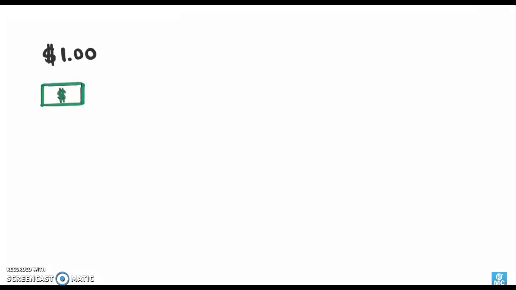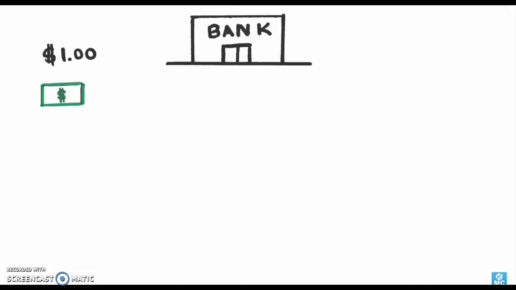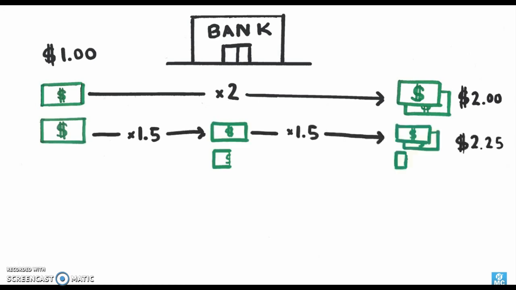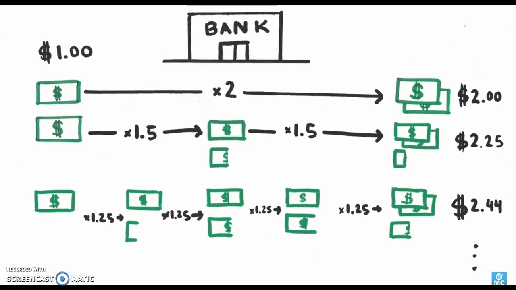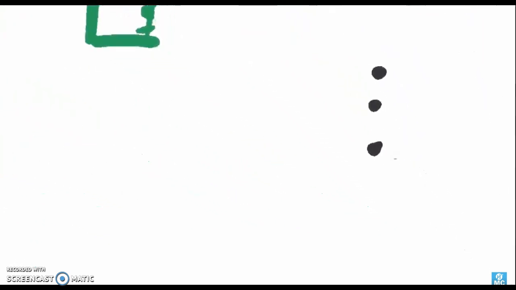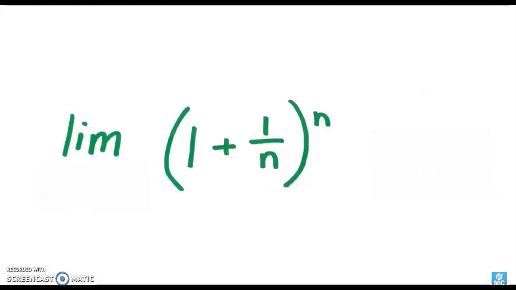So, if you stick $1 into a bank account with a 100% interest rate compounded annually, you'll get $2 at the end of the year. If it's compounded semi-annually, you'll end up with $2.25. Quarterly, and you'll end up with $2.44. Monthly, $2.61. Weekly, $2.69. See where we're going? If you increase the number of compounding periods a year towards infinity, then you'll get closer and closer to E dollars.